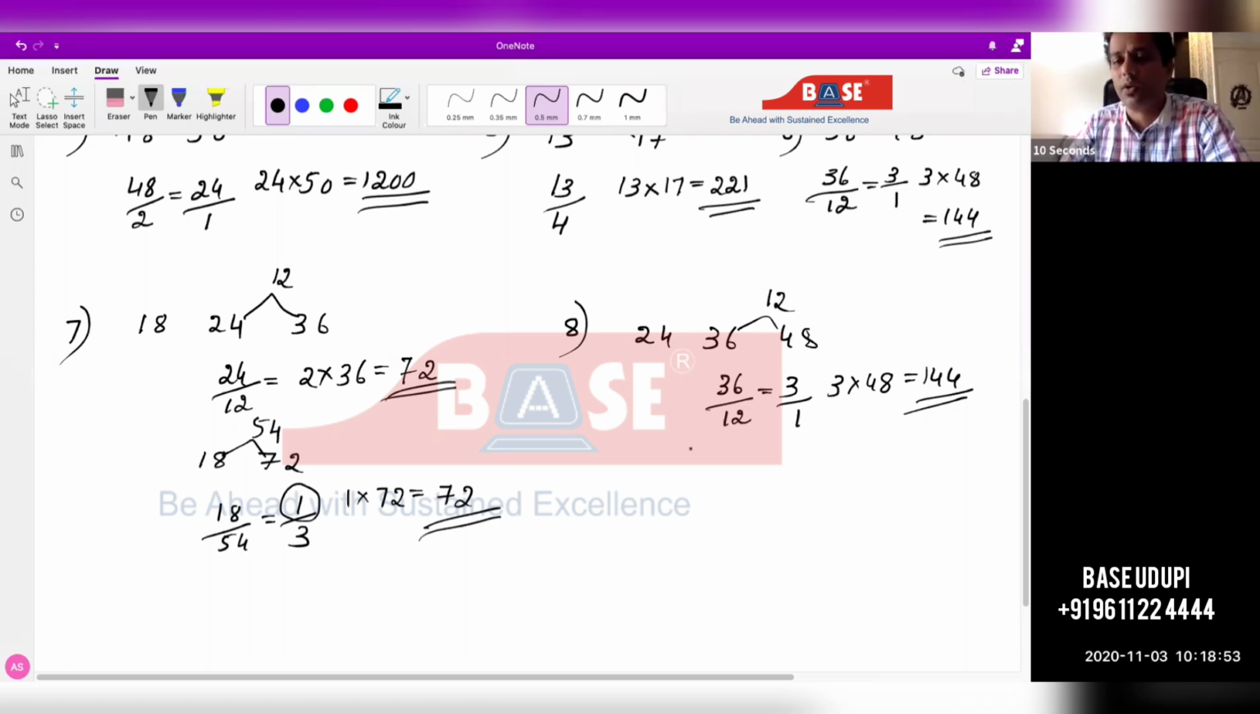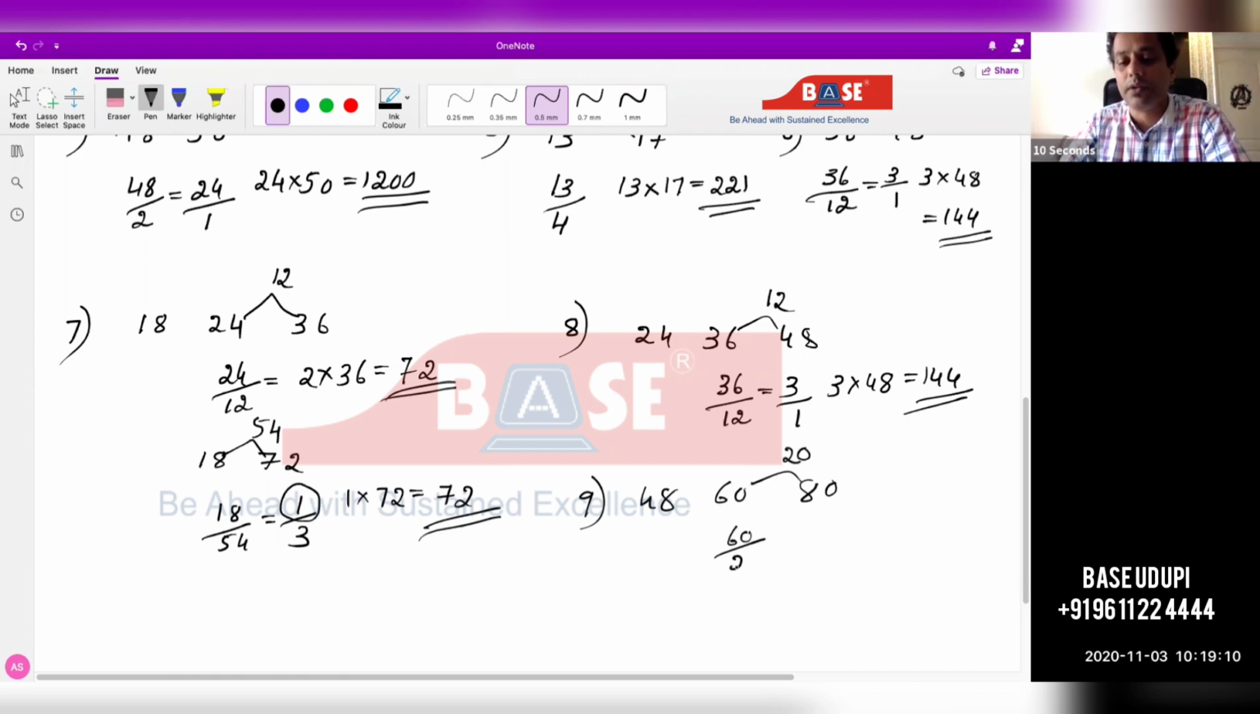Even if you take 24 and 144, you'll get the same answer using the same shortcut. You'll get the same 144 answer. No need to waste time there. 144 is the answer. If I take, say, 48, 60, 80, the difference is 20.